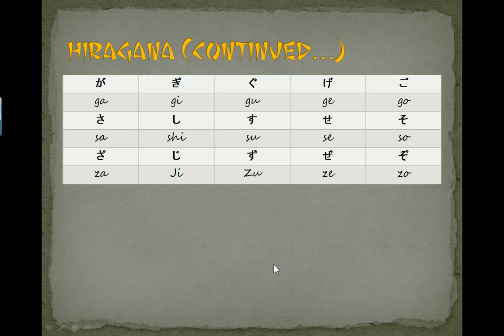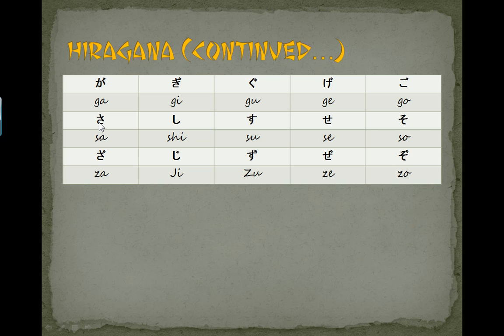Okay, now let's study some special characters. Now let's look at the Hiraganas over here. I've written a few more. Now let's look at this line over here. So this one is sa, hi, su, se, so. Now let's look at this line over here.